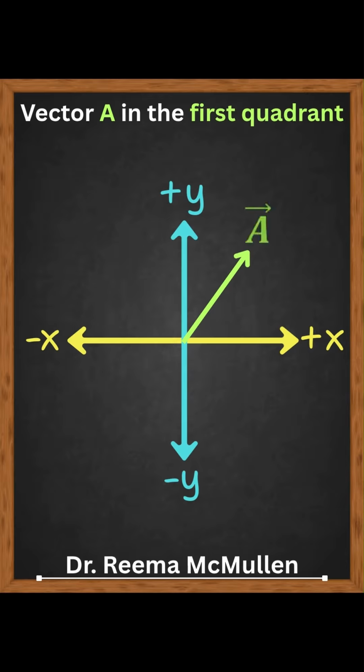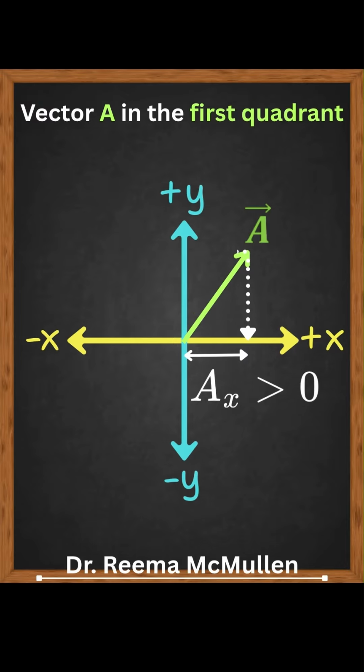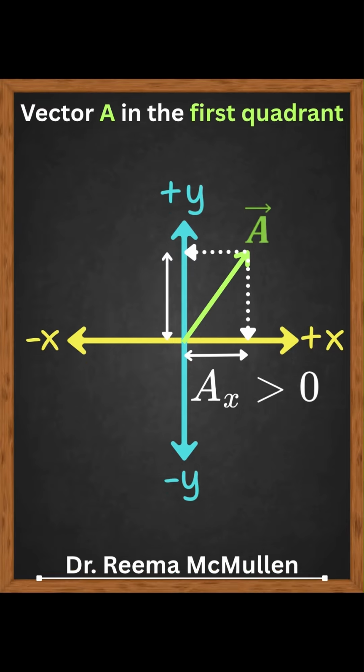Let's take an example of vector A that is in the first quadrant. The length of the projection of vector A onto the x-axis is its x component, ax, and its value is a positive number. Similarly, the length of the projection of vector A onto the y-axis is the y component, ay, of vector A, and it has a positive value.